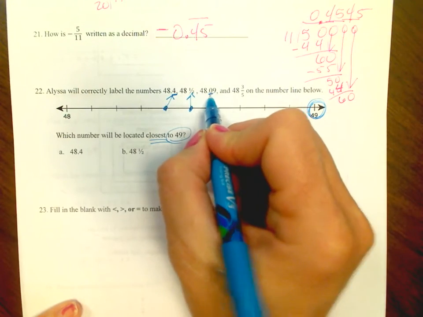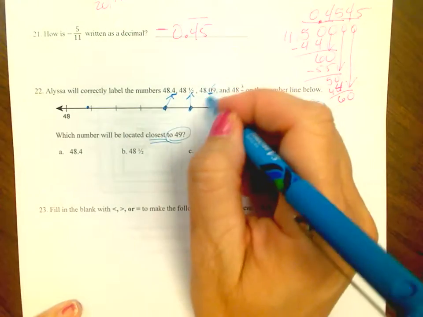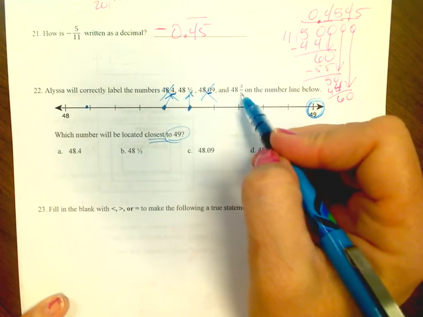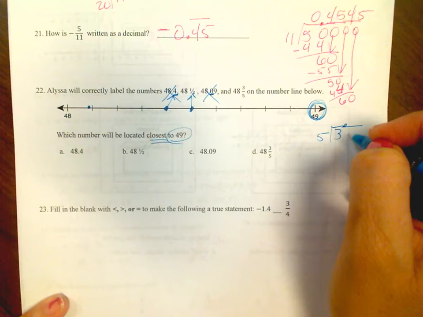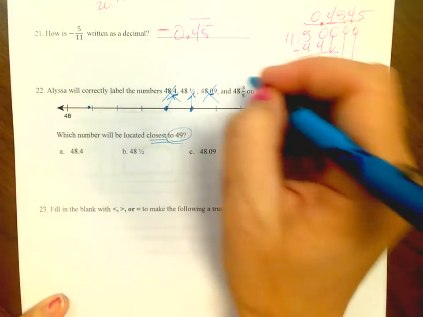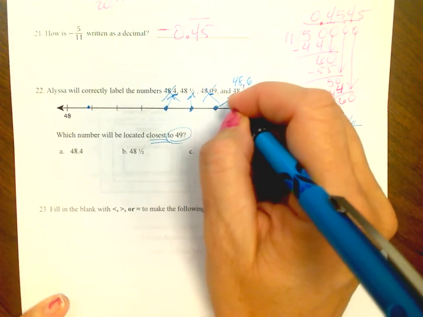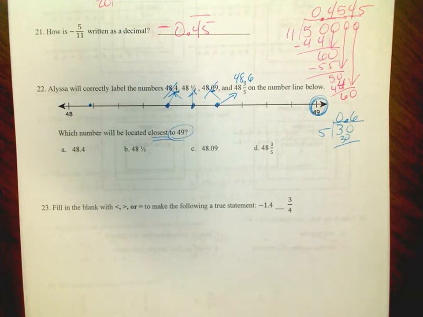48.09. So your tenth is not even a whole tenth. So it's going to be before the tenth. So we know no way that one's it. And that one's not closest to 49. So 48 and 3/5. So 3 divided by 5. 0. 5 goes into 30 6 times. So this one's going to be 48.6. And that would go right here. So this one is closest to 49. So your answer would be D, as in dog.